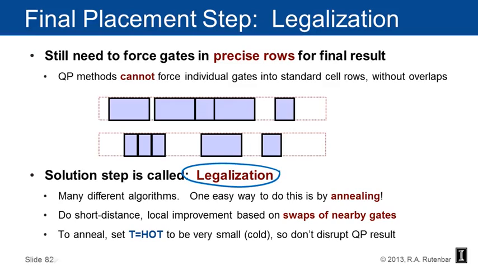And there's many different algorithms. There's some things we can do in the assignment step and the containment step that will help this a little bit. We didn't have time to talk about them. There's some other interesting analytical methods that we can do that try to do the legalization. It's a rich source of interesting combinatorial optimization problems. One surprisingly easy way to do this is with annealing.